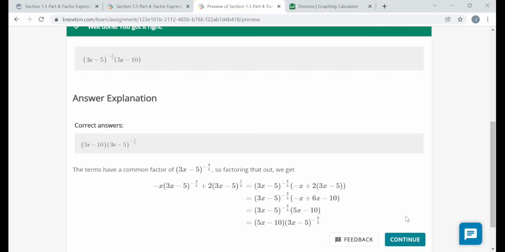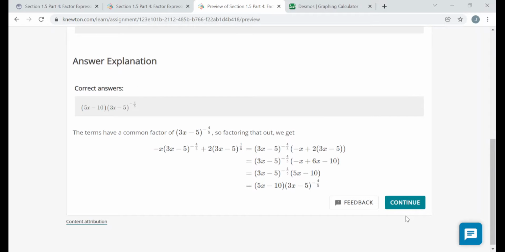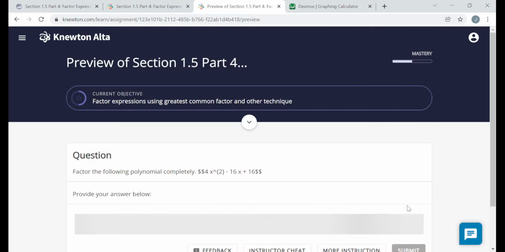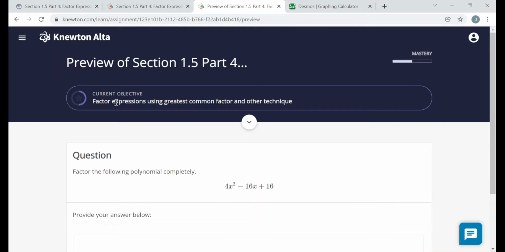All right, again, please read through the answer explanations. All right, next question. And back to that other objective using the factoring techniques, and here we go. We got a trinomial. Good. And so I'll write this one out.